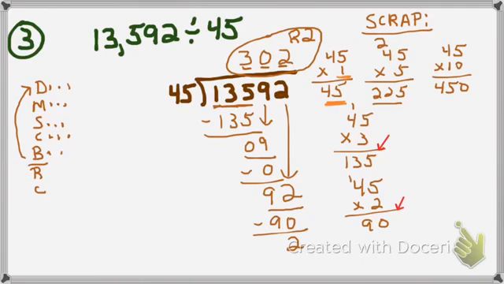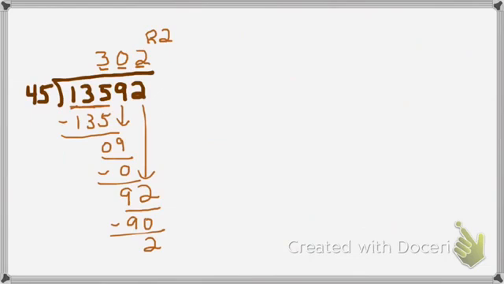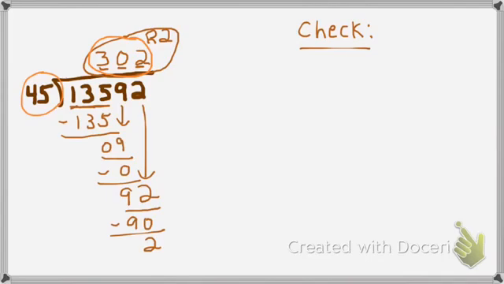So my next slide will be the check, the traditional method, and the slide after that will be the check, the box method. Please move to the check that you need. So my answer was 302, remainder 2, and I'm going to do a traditional method check. So I write down the word check, and I'm going to multiply my quotient times my divisor. 302 times 45. First I'll multiply everything by 5.